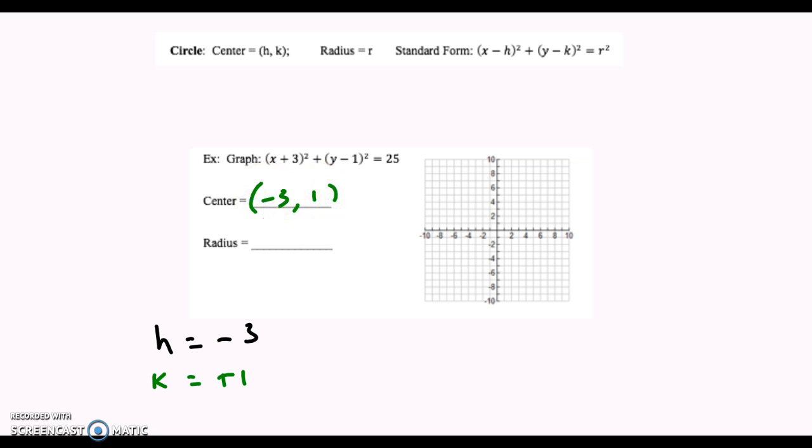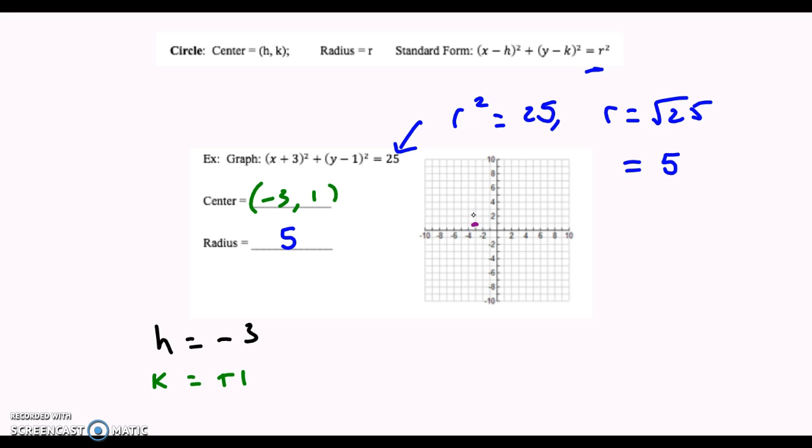Your radius is the last number, and it's always squared. So your radius squared is equal to 25. That means your radius has to be equal to the square root of 25, which is equal to 5. Now what I do with all that information is plot it on the graph. So I'm going to go to the center of (−3, 1), which is about right here.